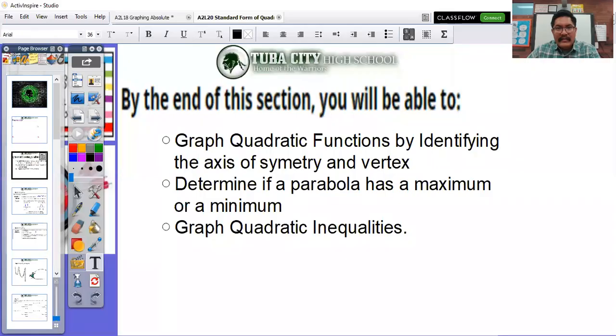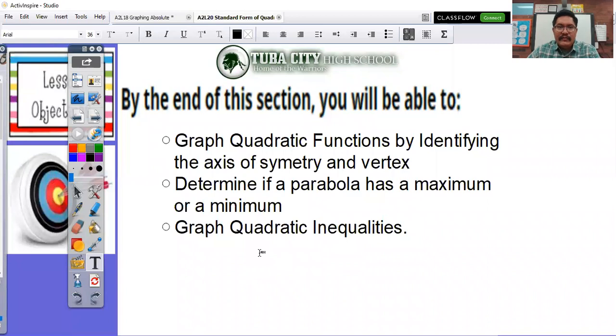All right, so by the end of this section, you should be able to graph quadratic functions by identifying the axis of symmetry and the vertex, determine if a parabola has a maximum or a minimum, and graph quadratic inequalities. So a little bit of everything here.